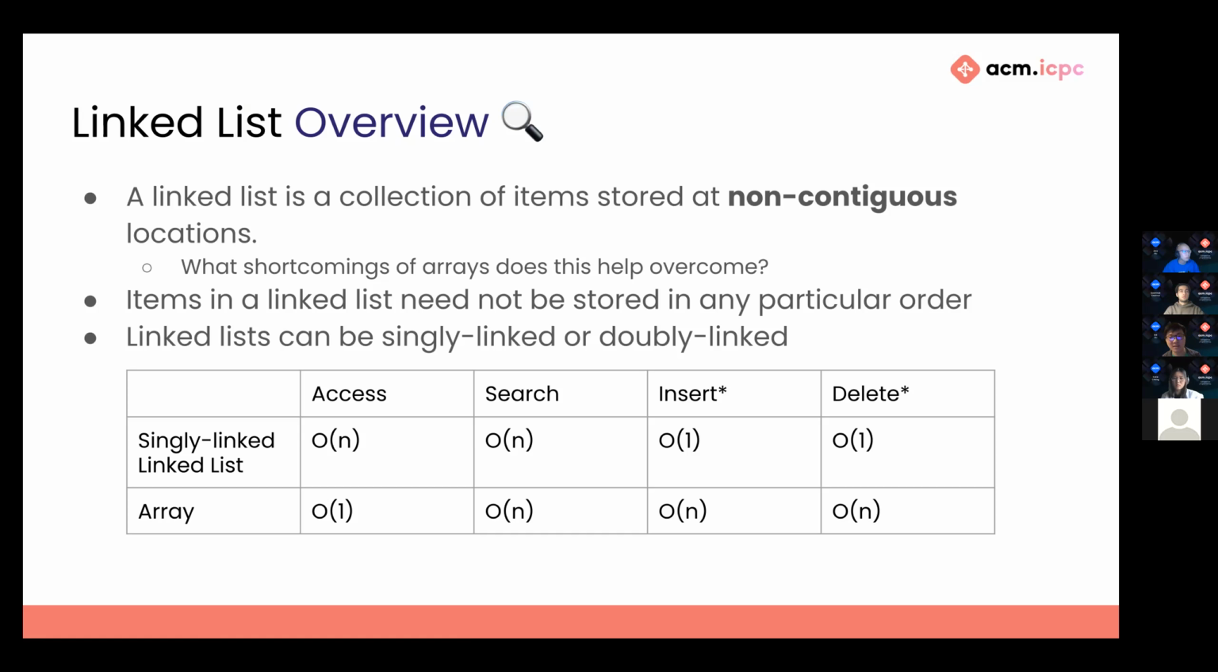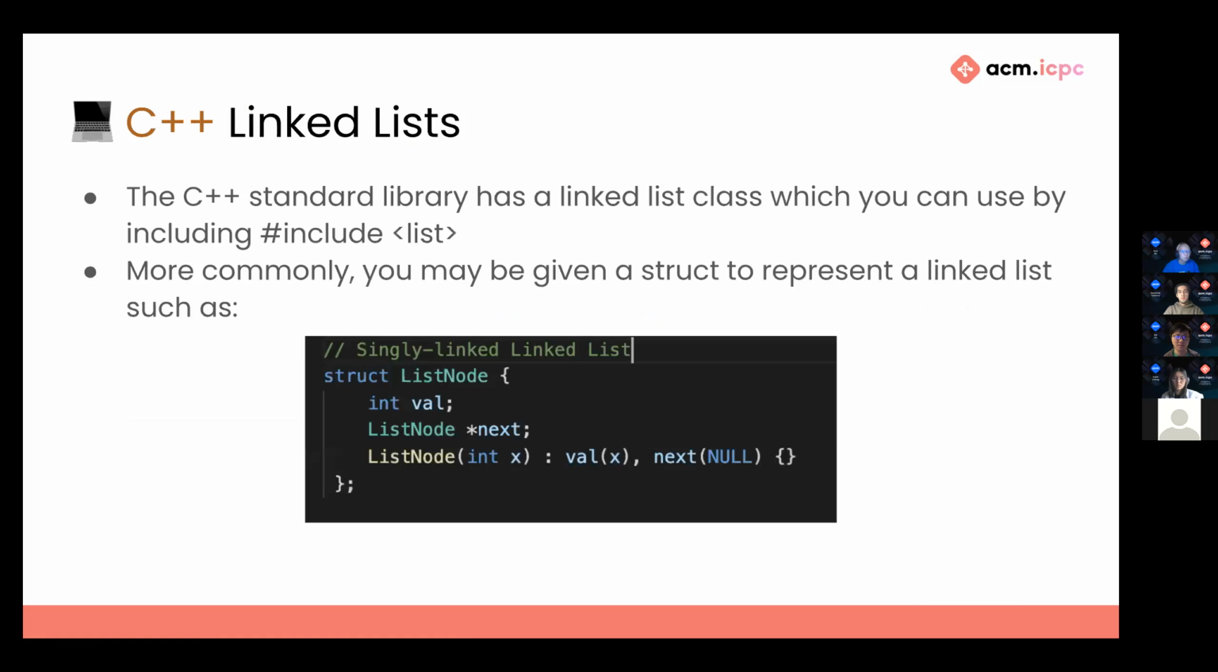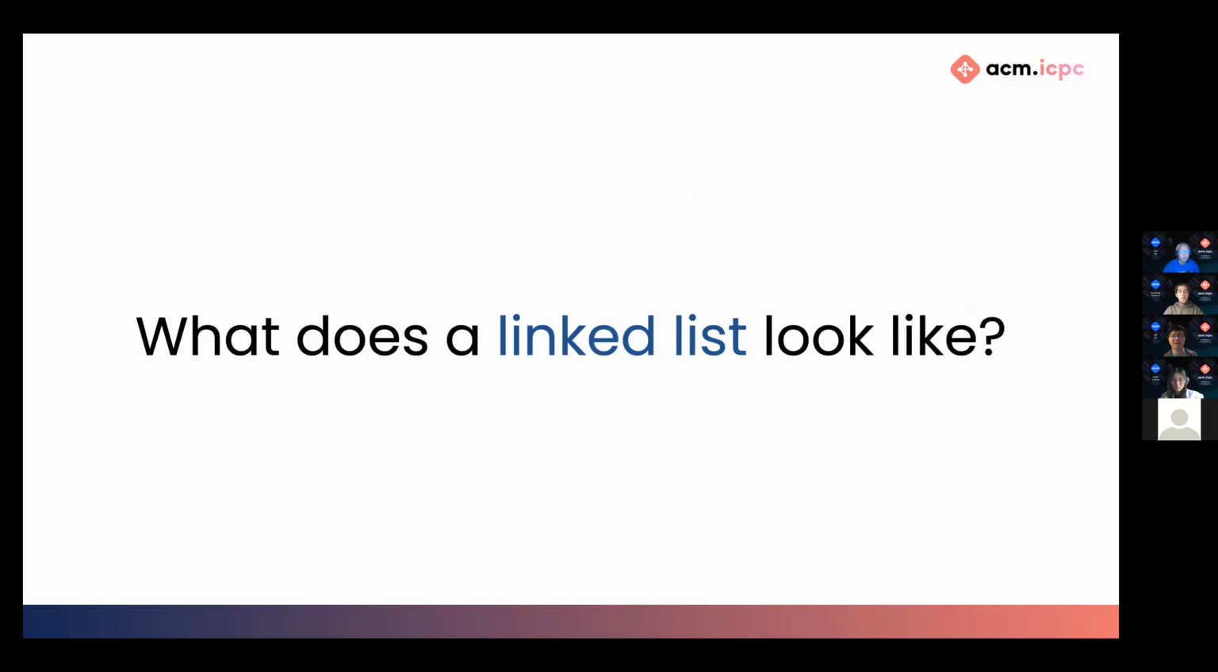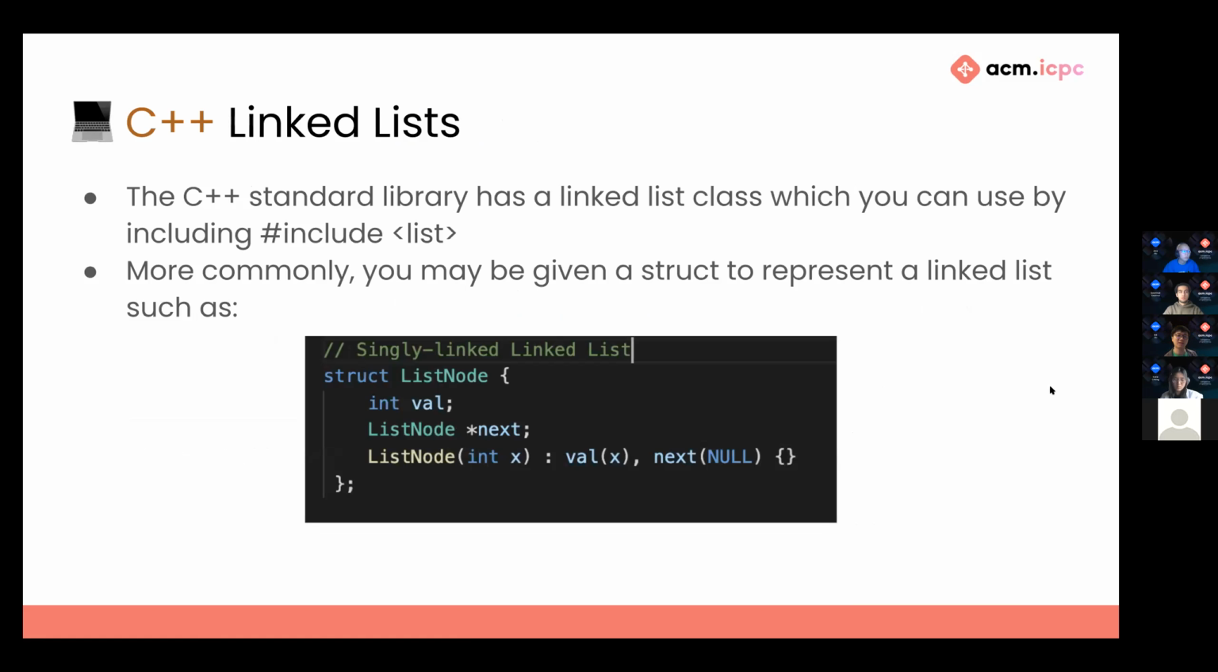Now, linked lists can be singly linked or doubly linked, and we'll talk more about that later, but know that there's a couple different types of linked lists. Okay, so what does a linked list look like? And when I'm talking about what it looks like, I'm talking about what it looks like in code, in implementation. So if we take a look here, this is how C++ linked lists are implemented.